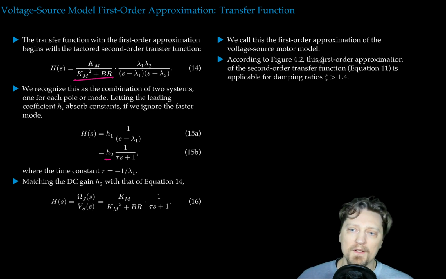According to figure 4.2, this first order approximation of the second order transfer function is applicable for damping ratios of zeta greater than 1.4. It's important to recognize, however, that at high frequencies, we won't have the same roll-off of the low-pass filter with a first order approximation. So in the frequency domain, we should be very careful with this approximation.